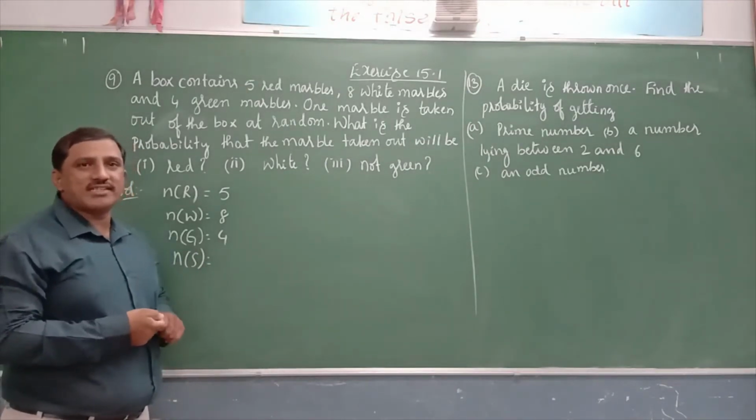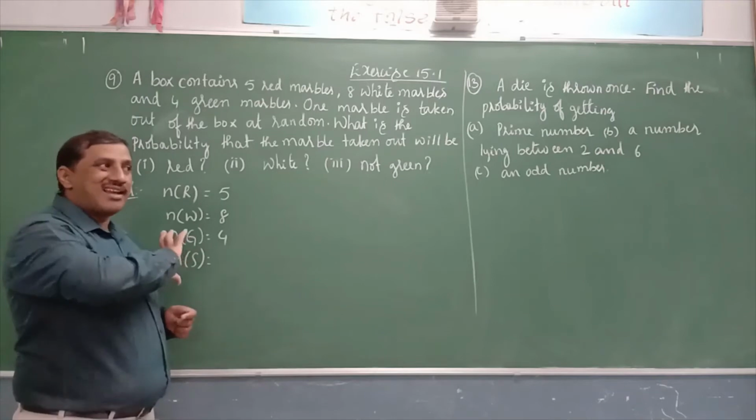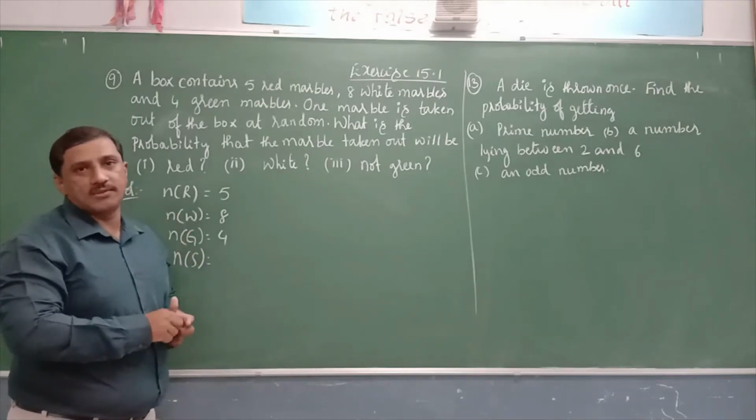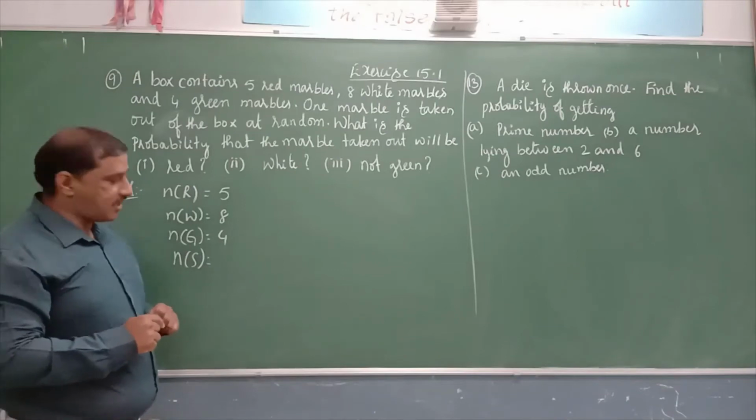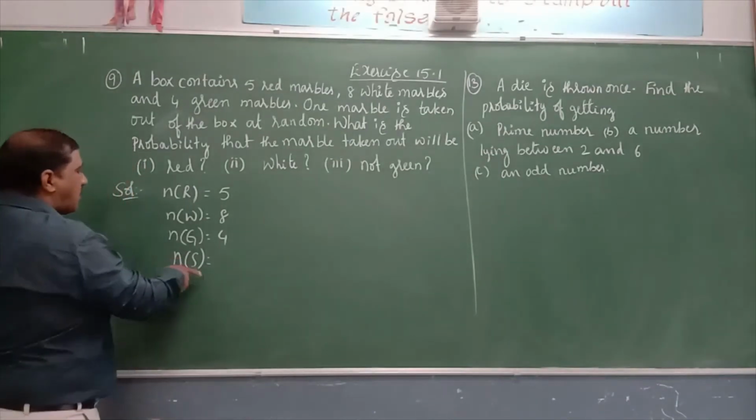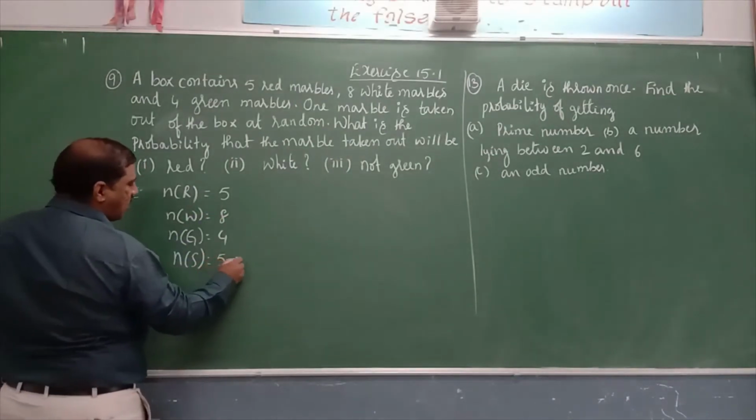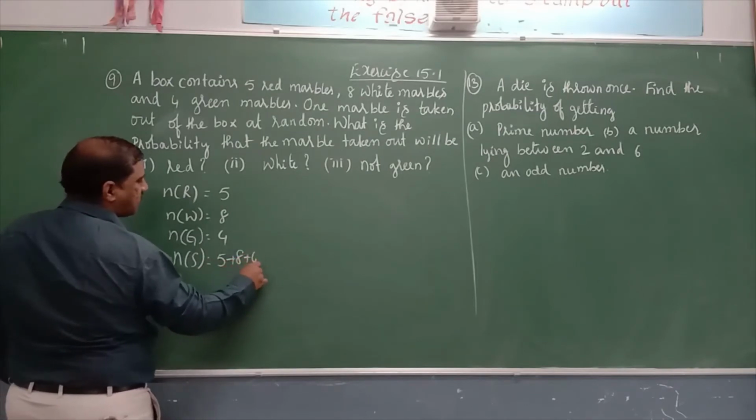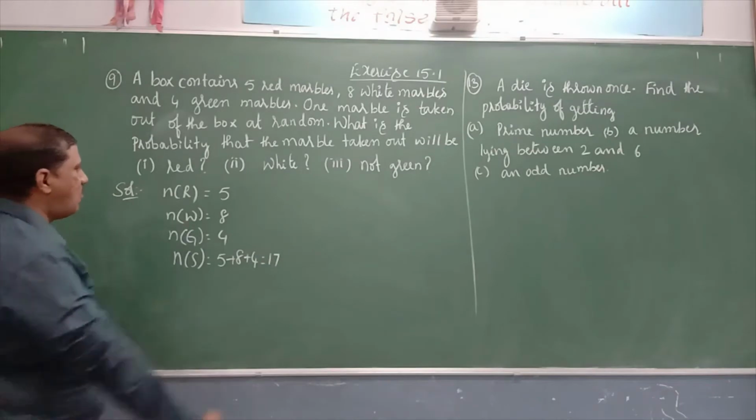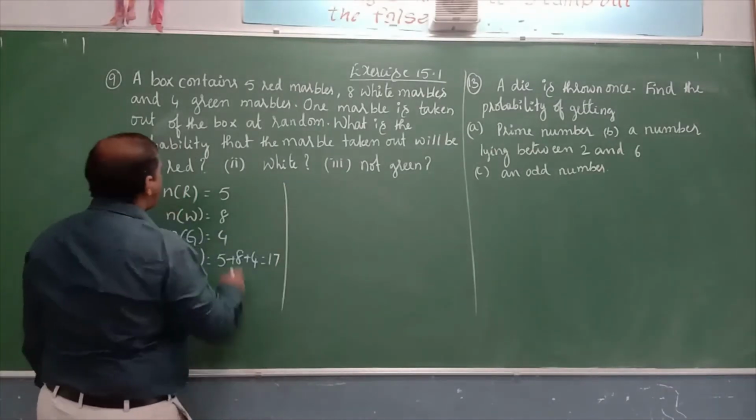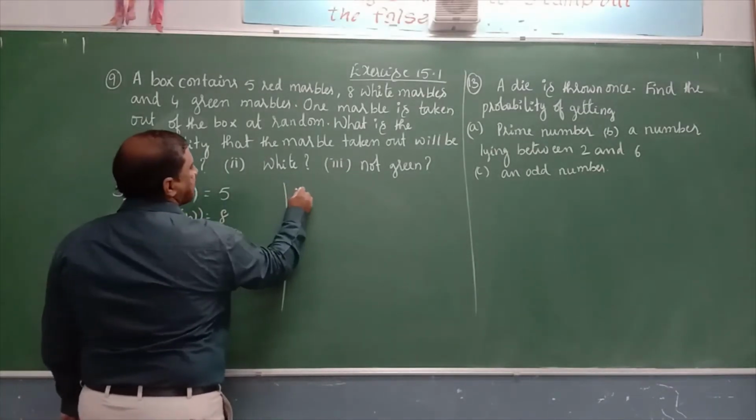What is sample space? That is the list of all possible outcomes. The list of all possible outcomes of an experiment is known as sample space. So N of S is equal to 5 plus 8 plus 4, that is 17. Now we are going to find the probability of the first case.